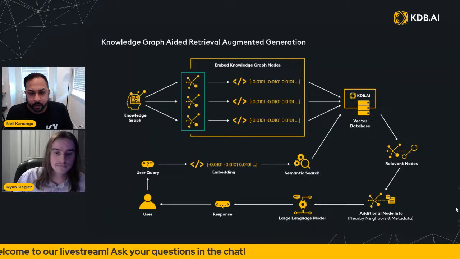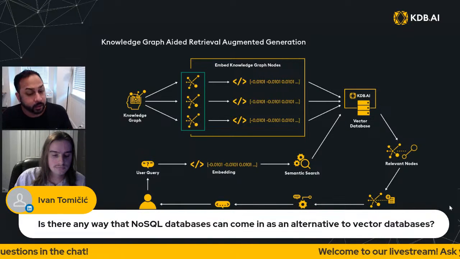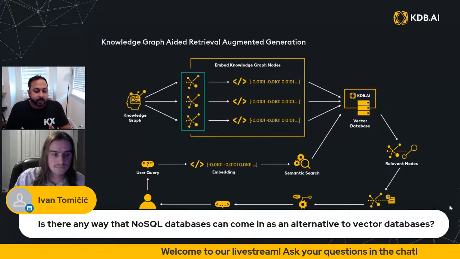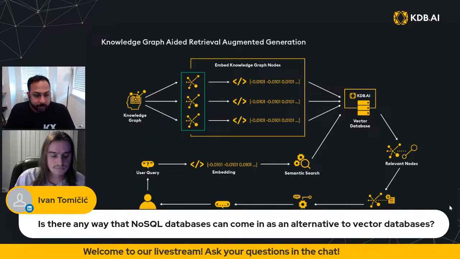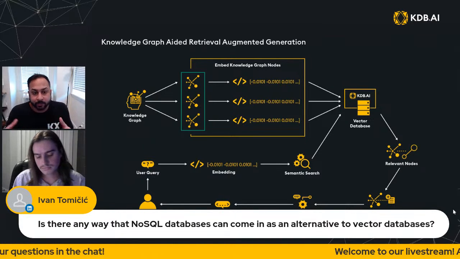Great. And Ivan was asking about NoSQL databases and if they could be used as an alternative to vector databases. My take on this is NoSQL databases are very powerful, especially document databases. The key difference, though, is going to be in the embedding model and the similarity search.